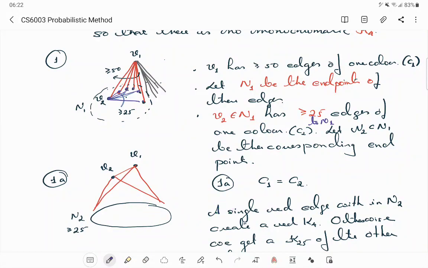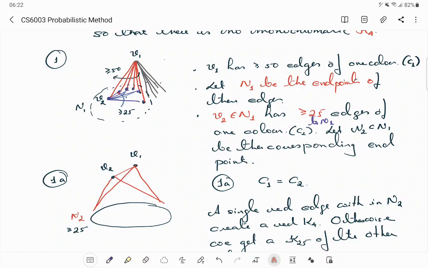So now, among these edges that go from V2, look at those edges which are colored red. There are at least 25 of them. Look at their endpoints, and that's what you call N2. Okay, that's your N2. So what is the property of vertices inside of N2? Since all their edges that go to V2 are colored red, that's because of the second pigeonholing principle. But this N2 is actually a subset of N1, right?